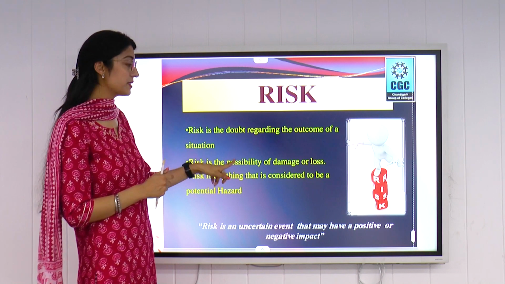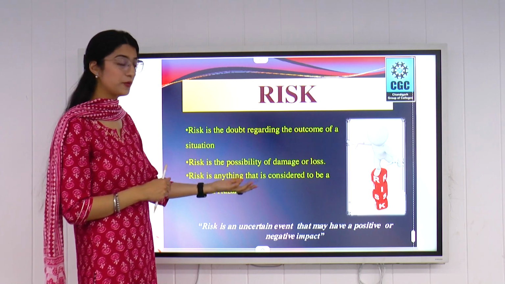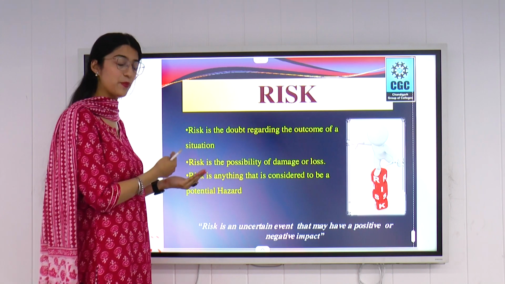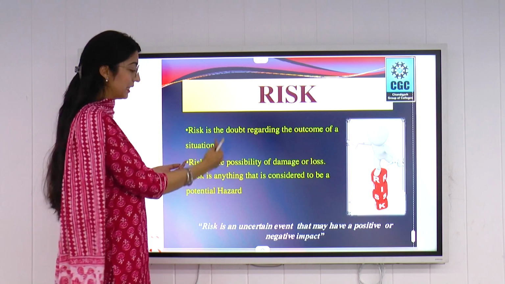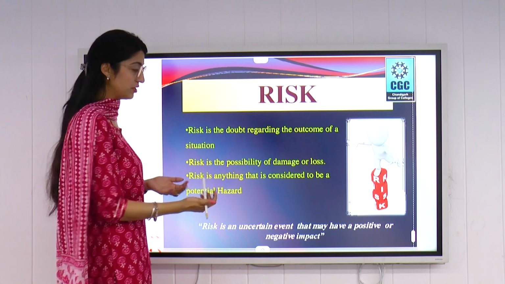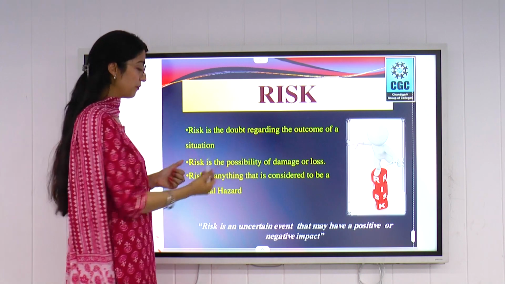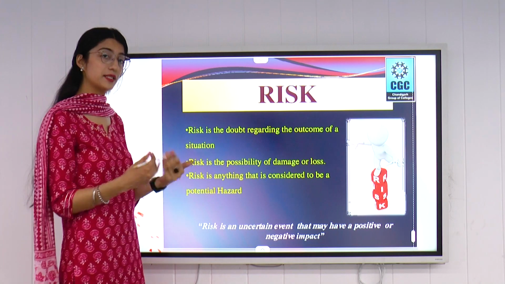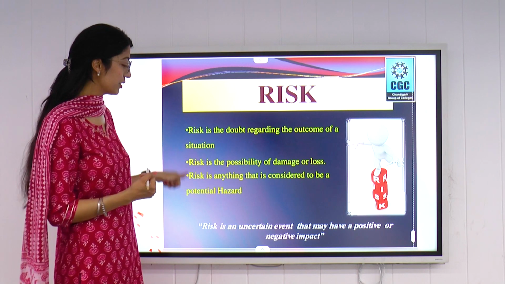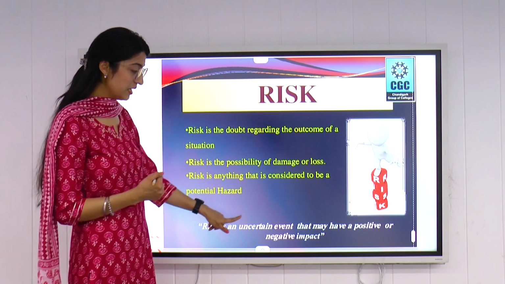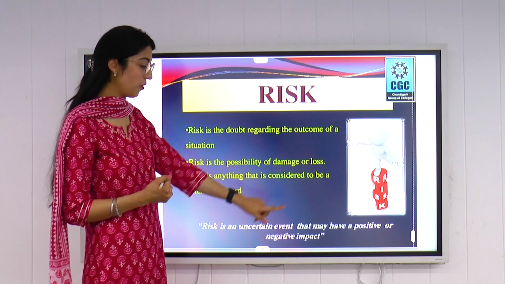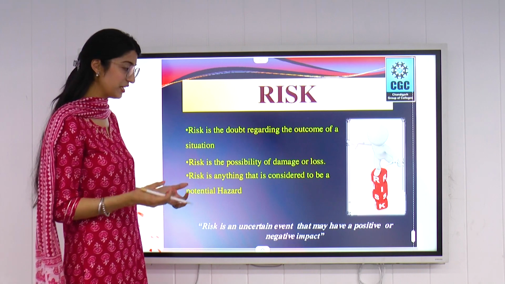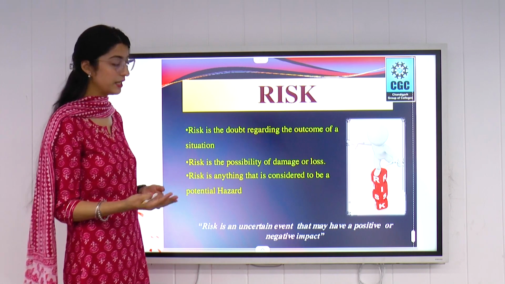So where it is a possibility, it means that we are talking about the probability. The chances, we know certain information, we have certain experience, past experience, on the basis of which we say that ये risk हो सकता है, जिससे क्या क्या damages हो सकते हैं. Possibility of damage or loss. So it is anything that is considered to be a potential hazard. जिससे भी कोई potential hazard हो सकता है. So that is basically a risk. It is an uncertain event that may have positive or negative impact. In short, we can say it is an uncertainty about certain events that may have positive or negative impact.